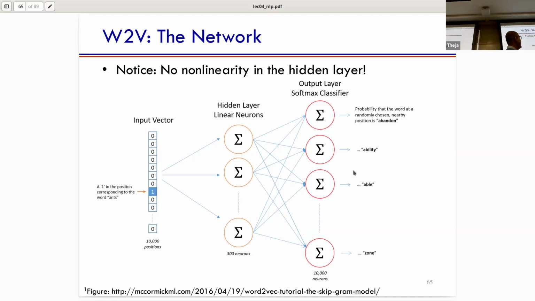There's some transformation happening, and you get 300 numbers. And then some transformation happens and you get 10,000 numbers. You want to ensure that the 10,000 numbers for a given word pair are such that one of the numbers is the highest, corresponding to the right target word. Any questions about the network? The data input and output is clear. The network is now defined. The loss function is just going to be cross entropy loss.